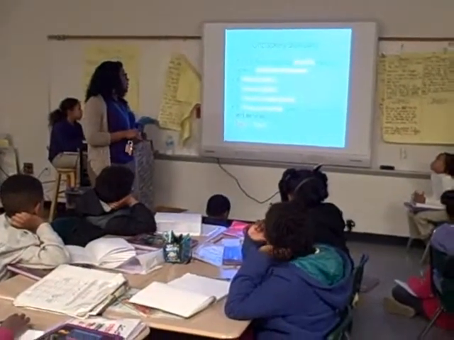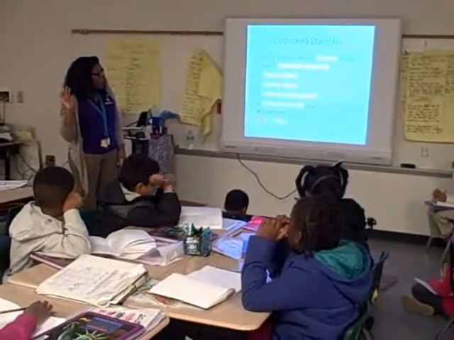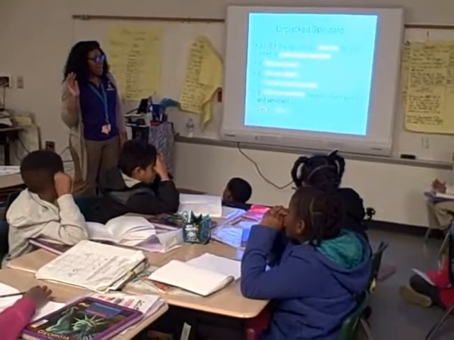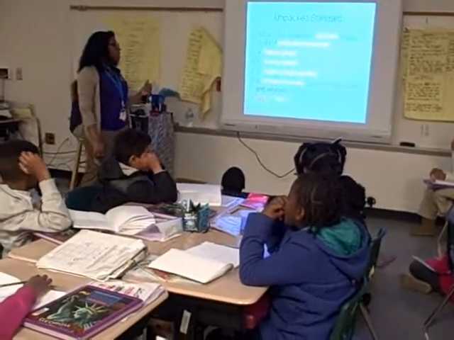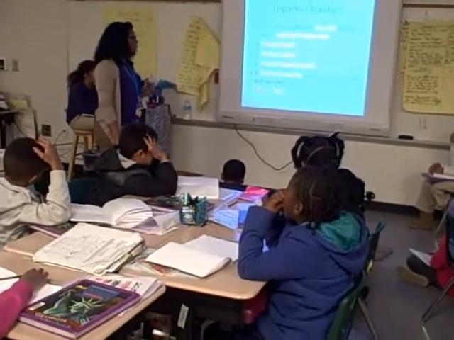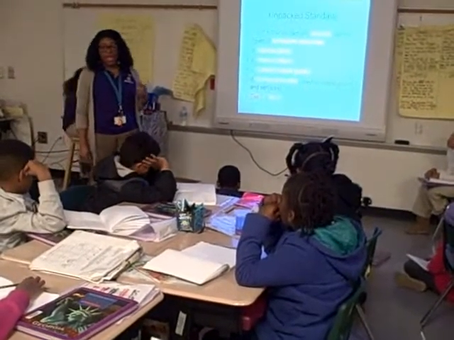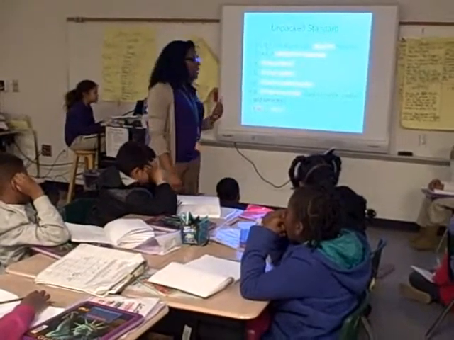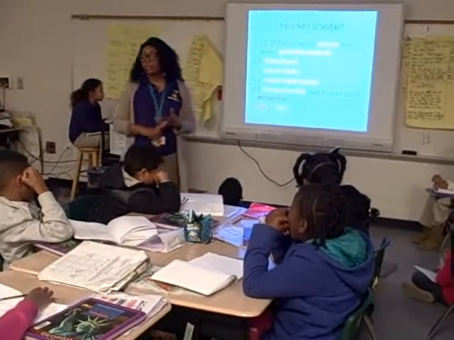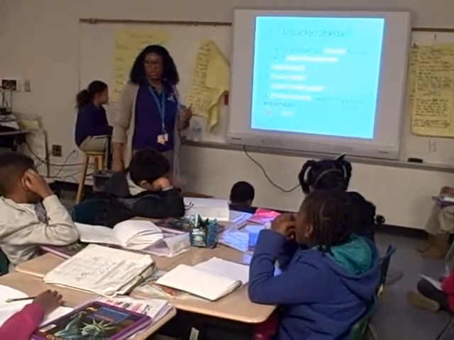So our standard tells us SS3E1, and that E stands for economics. So the standard says that the student will describe the 4 types of productive resources, and that red word is our verb, and it tells us what we're going to do. That red word says we are going to describe, we're going to explain, we're going to tell, we're going to show the 4 types of productive resources.